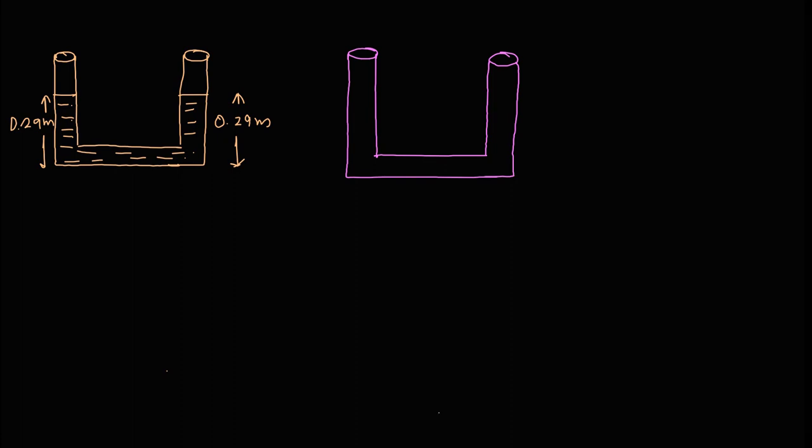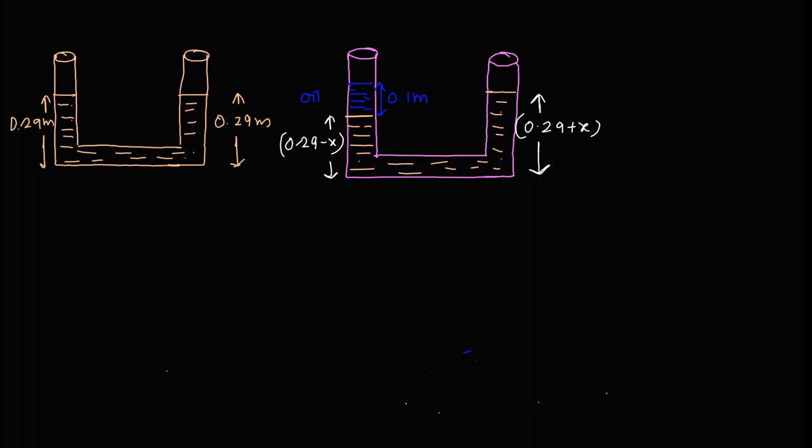We are drawing the final arrangement like this. So this is the level of water. In the right limb, the level of water will rise by the same amount it will fall in the left arm. And over here, we are filling kerosene oil. The height of kerosene oil is mentioned in the problem as 0.1 meter. The rest of the dimension can be written as 0.29 minus x on the left limb, and on the right limb it is equal to 0.29 plus x, such that the pressure on the left hand side and the right hand side of the limb must be balanced. So P1 and P2 must be balanced.